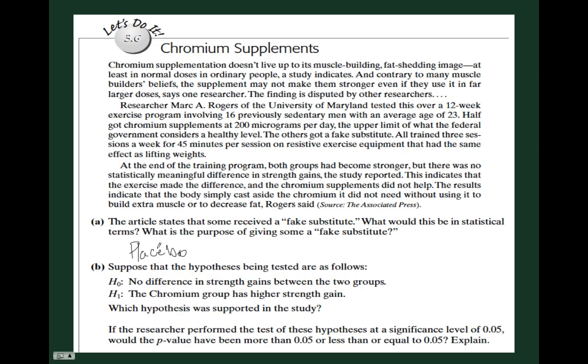So since we're being told there was no statistical evidence or the results were not statistically significant, then what we have to realize is that the null was not rejected. Therefore, the data was not rare and unusual under the assumption that there was no difference in strength gains. Therefore, the p-value would have had to have been larger than 5%, the level of significance.